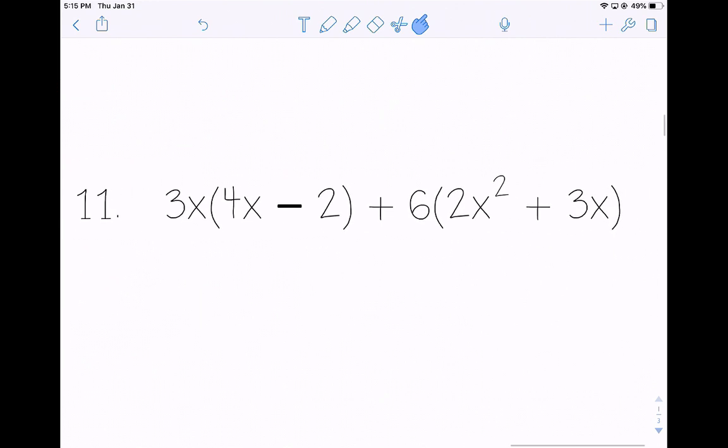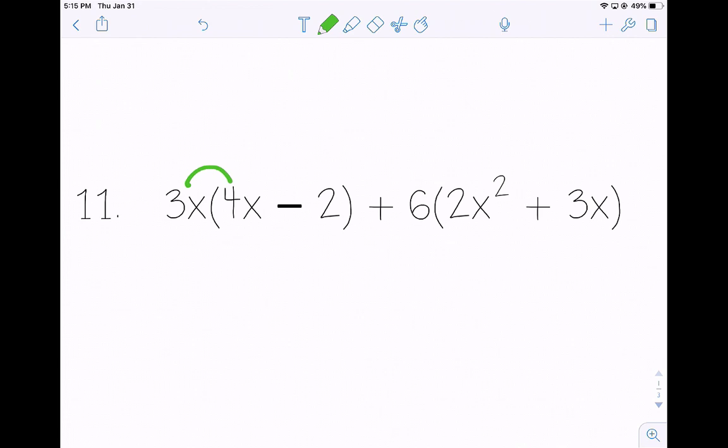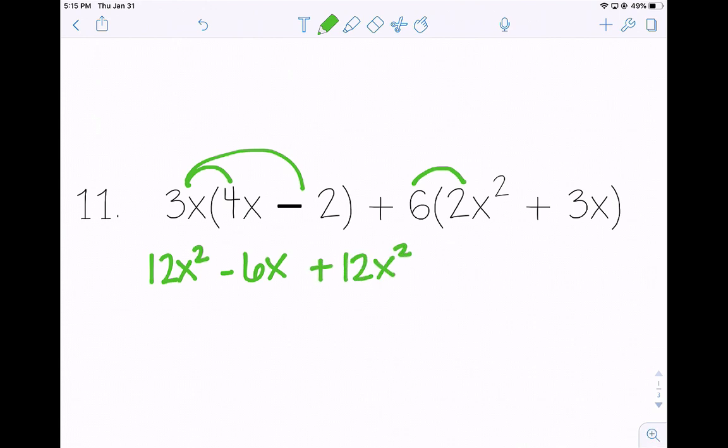Number 11, we're going to distribute 3x times 4x. That's going to be 12x squared. 3x times negative 2 will be minus 6x. We stop distributing 3x because our parentheses ends. Then here we're distributing 6. So 6 times 2x squared is plus 12x squared. 6 times 3x is plus 18x. So we distributed, got rid of our parentheses.